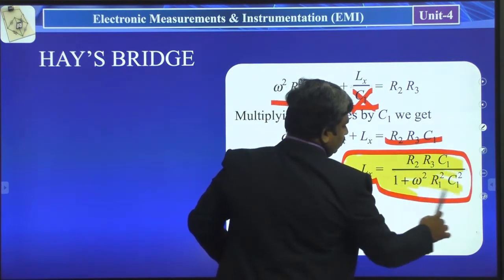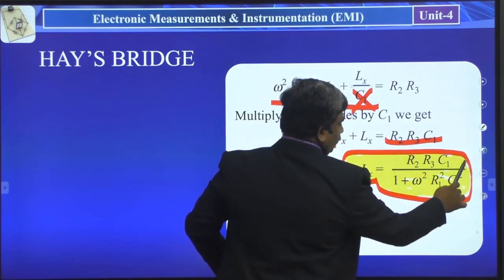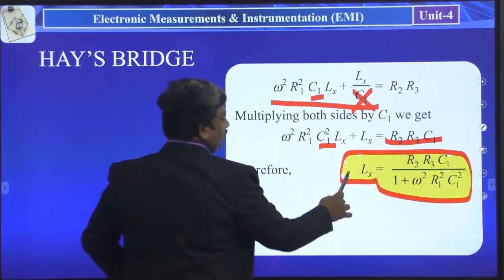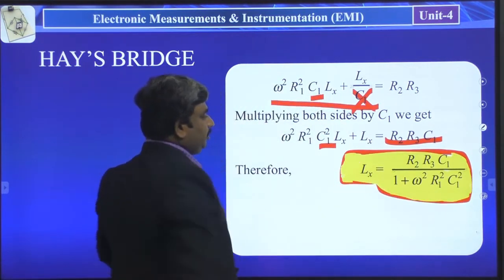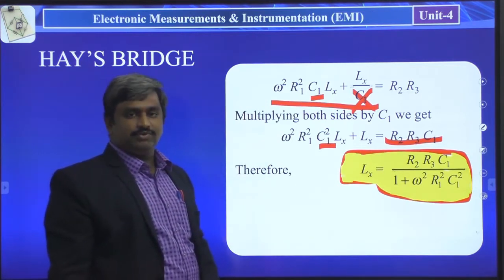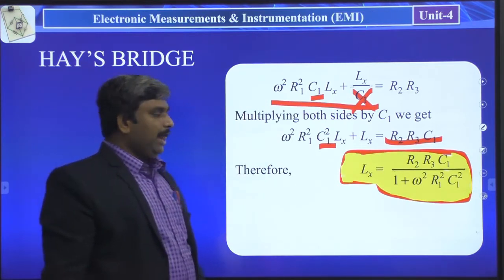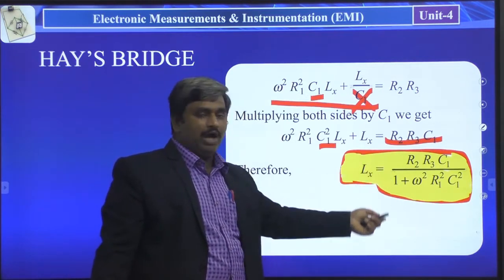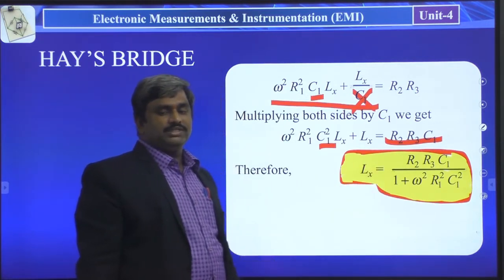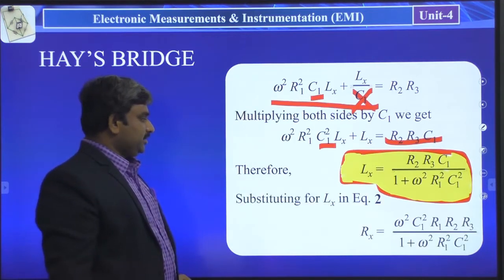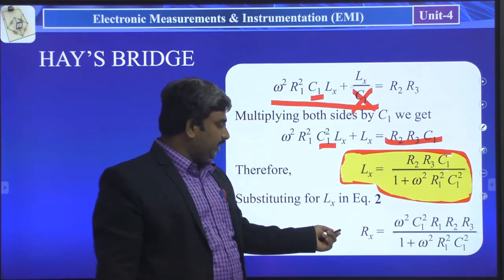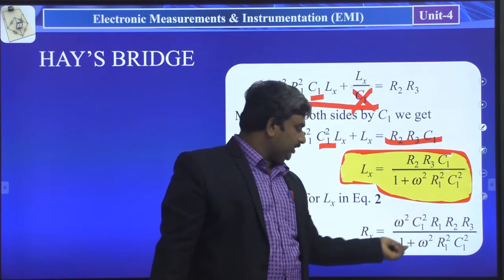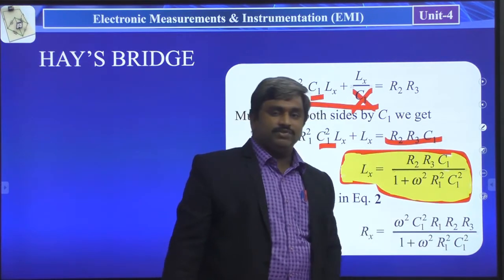We have to note it down from the Hay bridge. From the Hay bridge, Lx is equal to R2 R3 C1 by 1 plus omega square C1 square R1 square. So this is the expression for Lx. Next, coming to Rx, finally Rx is equal to omega square C1 square R1 R2 R3 by 1 plus omega square R1 square C1 square.